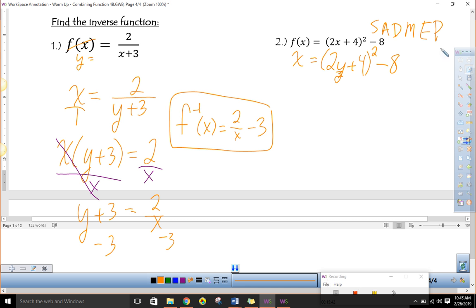So anything inside of your parentheses is going to happen last. So what do I do first? We're going to add the 8 over. We're going to deal with the subtraction first. How do I move a minus 8 to the other side? Yeah, I just add 8 over.